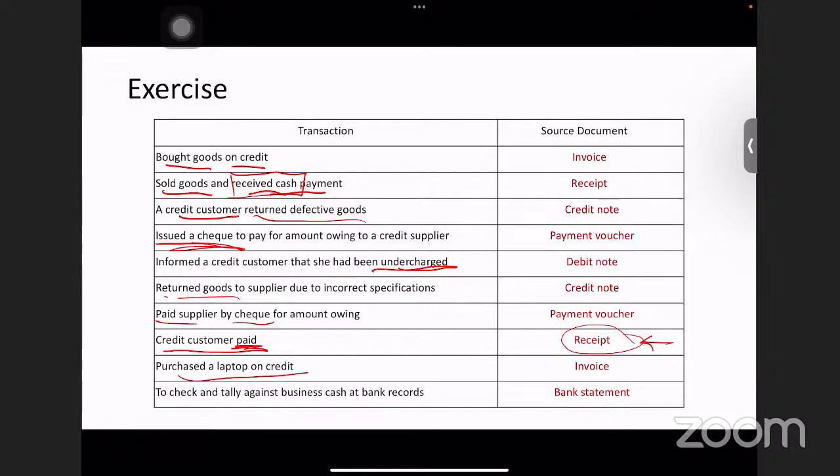Here, purchase laptop on credit. So buy something on credit, it's an invoice. Lastly, check and tally against business bank account records. So how can I check my business bank account records? My bank statement. Straightforward.